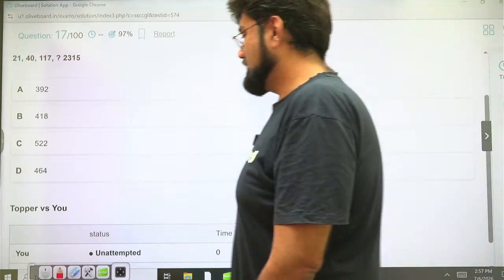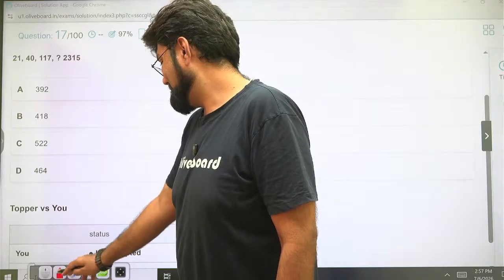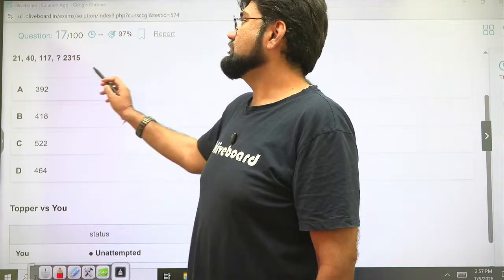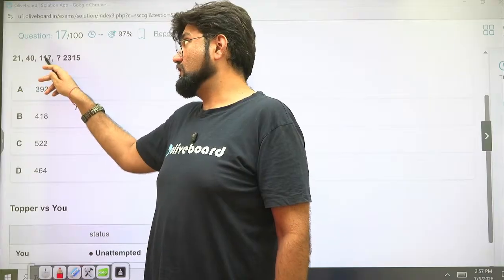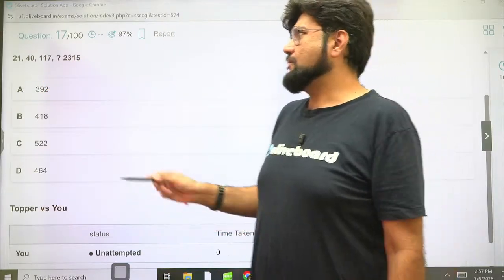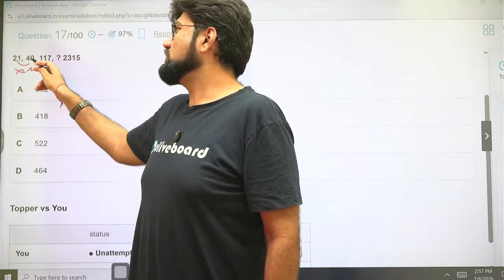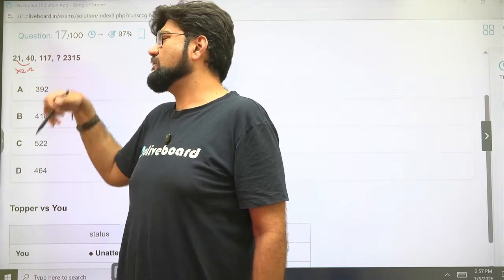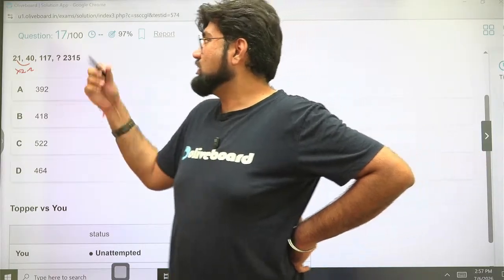Now here, the first hint you will think of is that the difference between the numbers is quite high: 21, 40, 117, 23, 15. That means something is being multiplied. So you'll try multiplying. You will say 21 into 2 is 42, minus 2 is 40. Then you think, but this is not happening here. 40 into 2 is 80, minus 2 is 78. That's not working for me. Okay, try to see what is working.